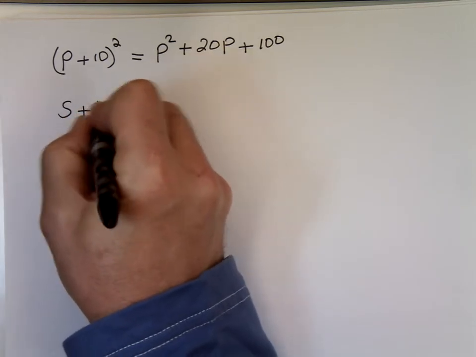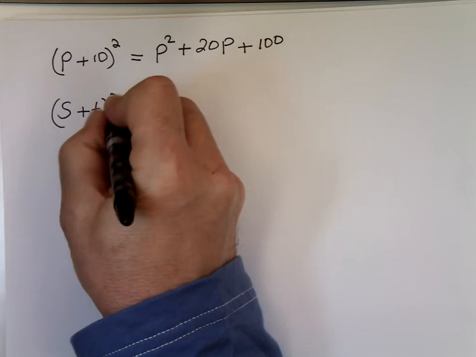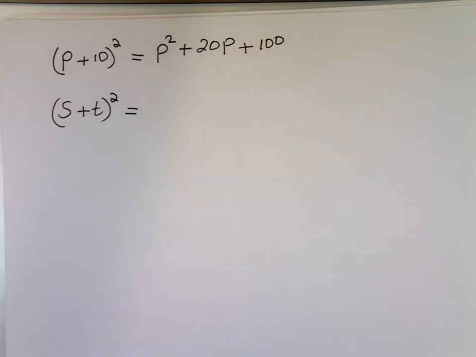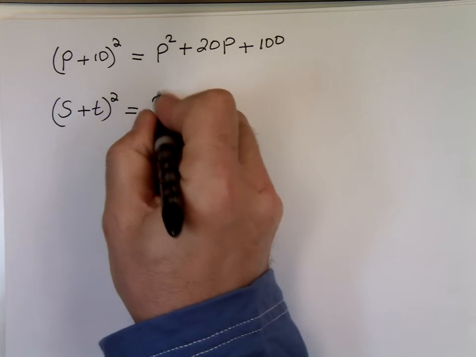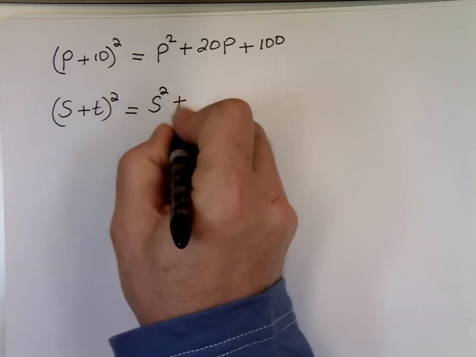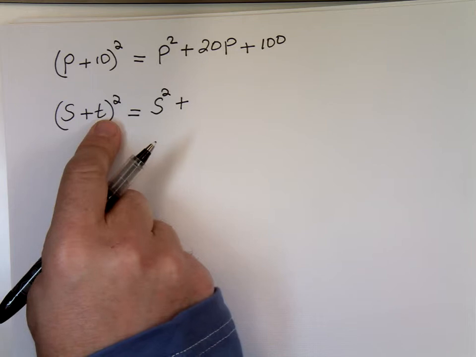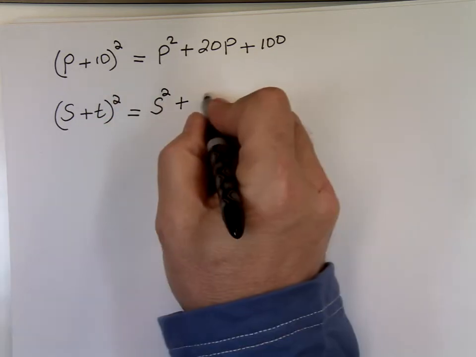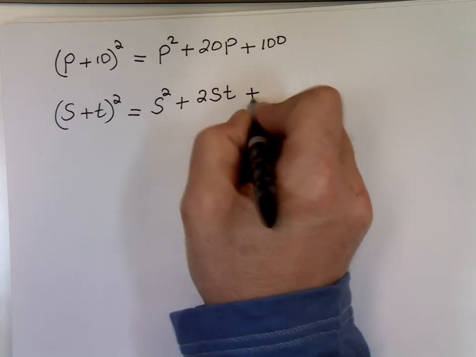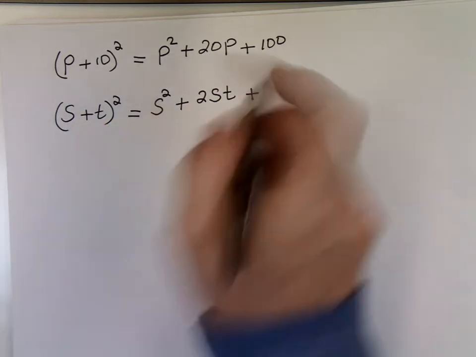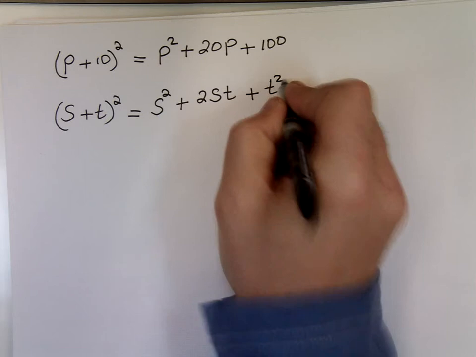S plus t squared. Square the first. Multiply s times t. It'll be st with the 2 in the front. 2st, yes. And square the last one. T squared.